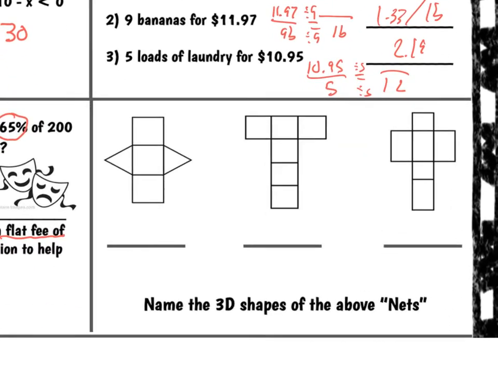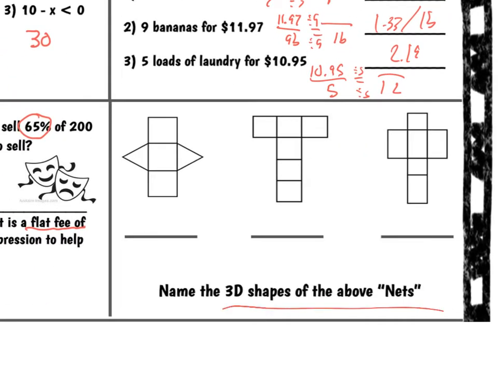And then these right here should be easy. Name the 3D shapes of the net. This is a triangular pyramid.